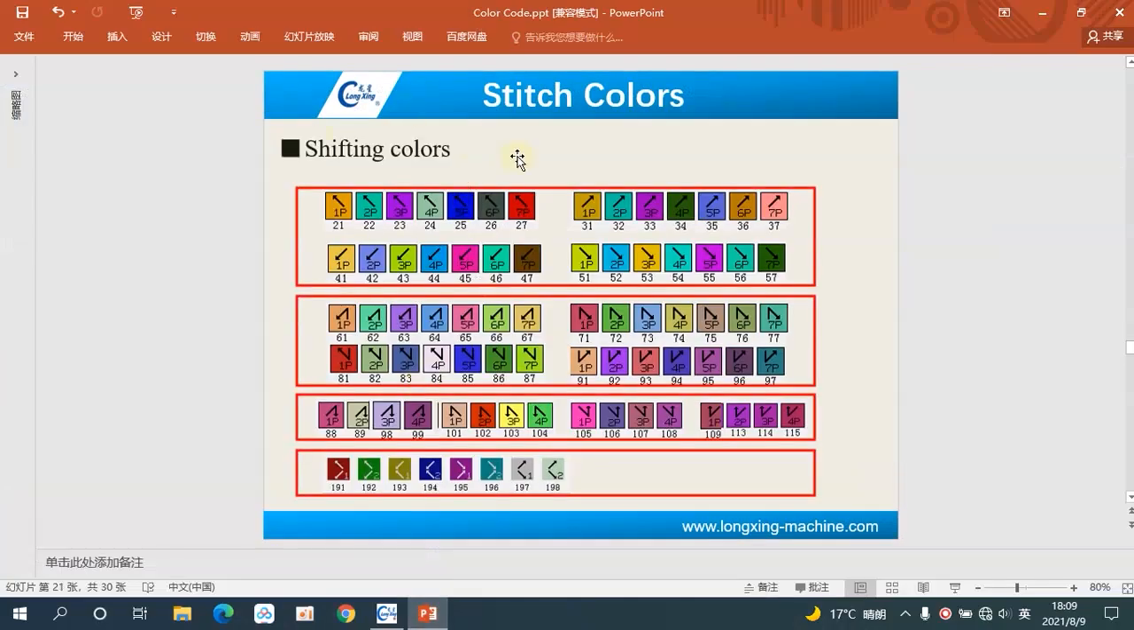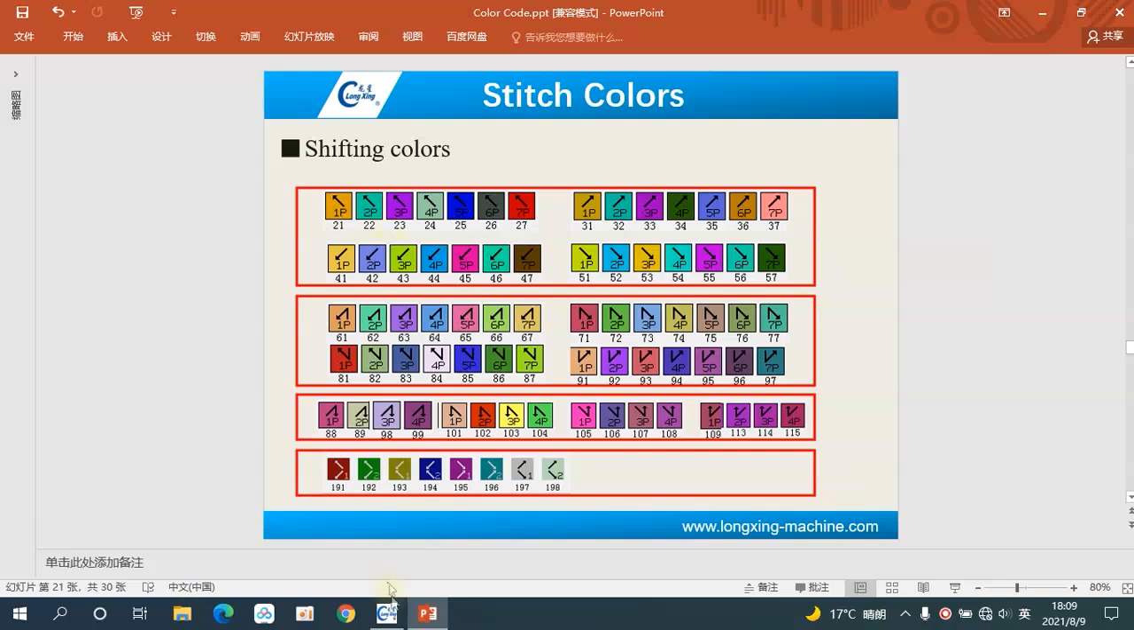Shifting colors. The following diagram shows all shifting colors. 21 to 27, 31 to 37, 41 to 47, 51 to 57. They are all groups of colors. This part is all a group of colors. This part is all a group. This part is the jacquard shifting colors. The number is the number of needles moved.